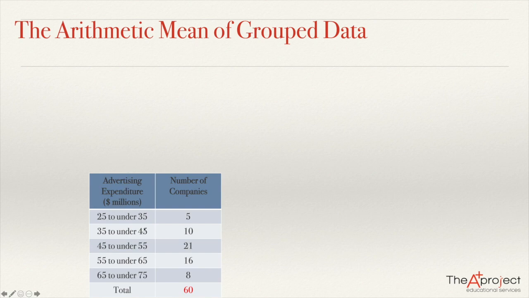So if we want to compute the mean of this data, it will be impossible to get it exactly because we don't know exactly how much these five companies, for example, spend. We know that they spend between 25 and 35 millions. These 10 companies spend between 35 and 45 millions. But exactly how much each of them spent, it will be impossible to know if we have only a table like this. However, we're going to get an estimation, which is what we're going to get with the formula I'm going to tell you now.